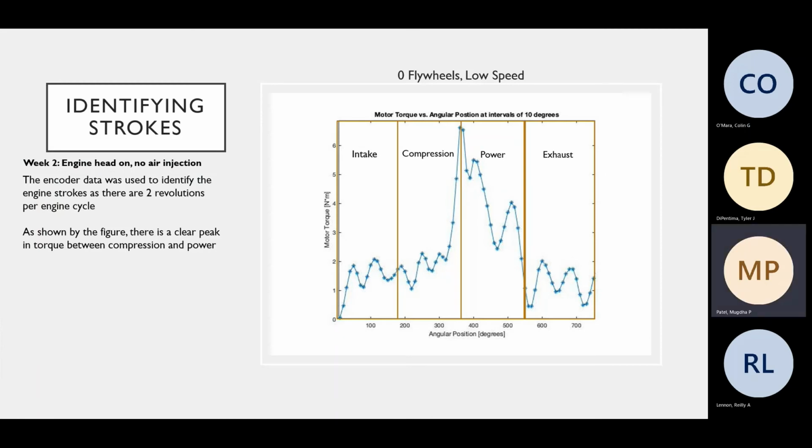Because we'll be looking at each stroke, we'll be analyzing the encoder data to find where each stroke is happening. To do this, we'll be looking at the angular position. Because there are 2 revolutions per engine cycle, we'll be looking at a range of 0 to 720 degrees. Every 180 degrees, we'll be going through a different stroke. And as you can see here, there's a clear peak in torque between compression and power. This is for the 0 flywheels, low speed case.